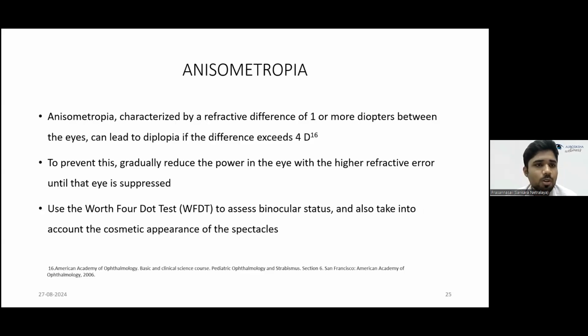So in case of anisometropia, where the patient doesn't want full correction, either because of cosmetic concerns or due to the diplopia factor, in those cases we need to balance the refractive error between both eyes. If the eyes have a difference that exceeds 4 diopter, the patient can experience diplopia. And also, it's better to recheck once with the Worth four dot test whether the patient is maintaining binocular single vision or not.